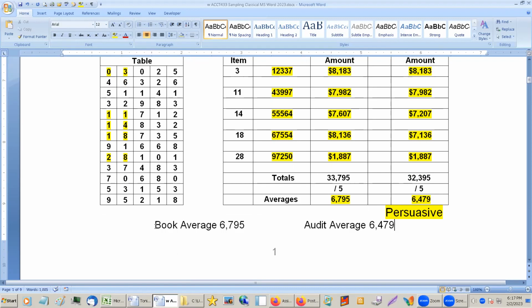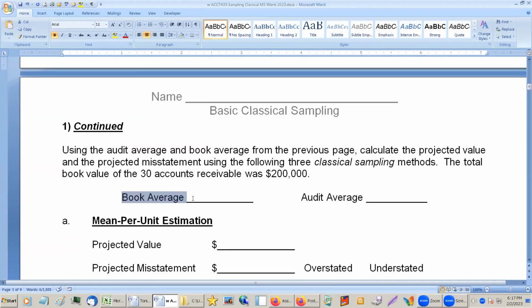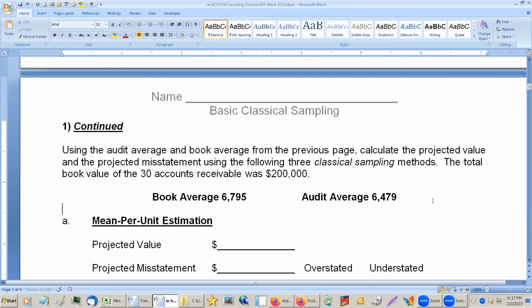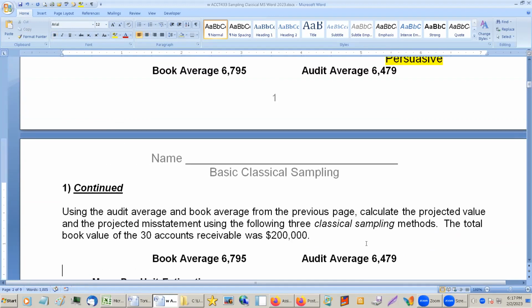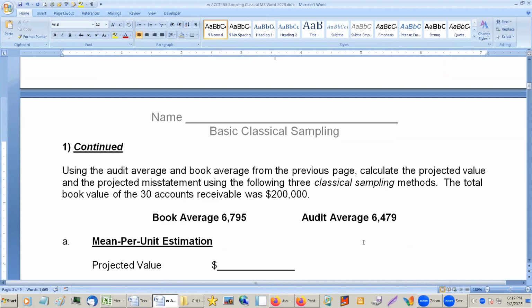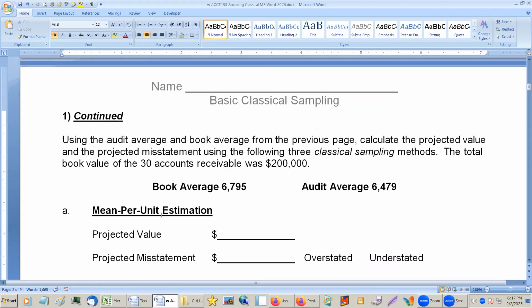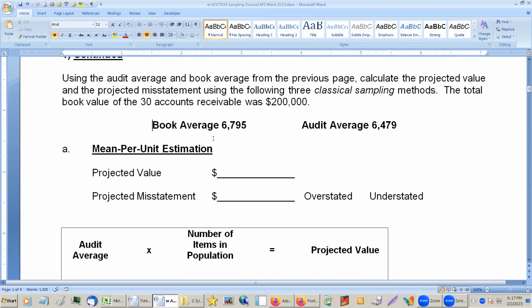Okay. And we're going to copy those out to the next page. All right. Yellow, we'll make that green just for kicks.